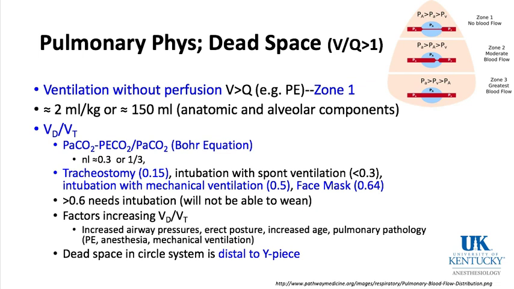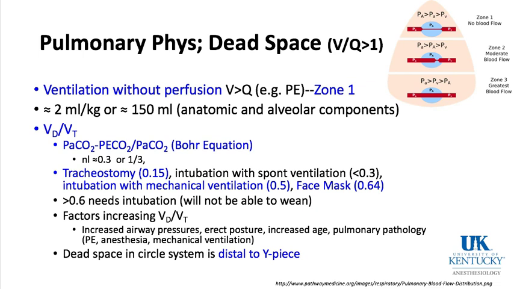And the normal dead space of the lung is about 2 mils per kilogram, or approximately 150 mils. This includes anatomic and alveolar components. This dead space is really the plumbing to get air down to the gas exchanging parts of your lungs. So this is the trachea down to the terminal bronchioles, and the ratio of dead space to tidal volume. If it's 150 mils of dead space and your tidal volume, let's say, was 450 mils, a normal tidal volume, the ratio then would be 150 over 450, or 1/3, and that's normal. About 1/3 of every breath goes to dead space.